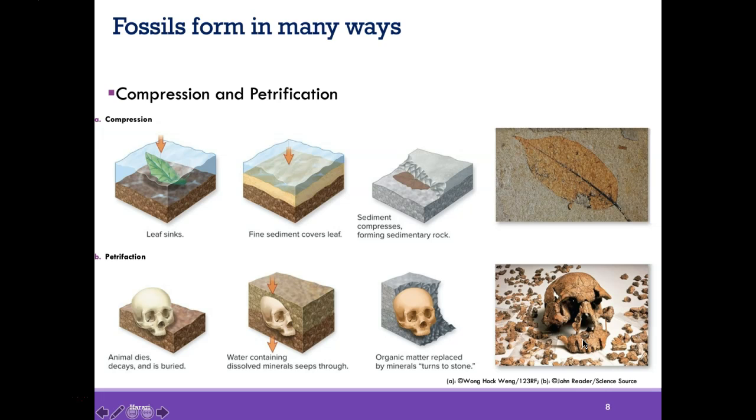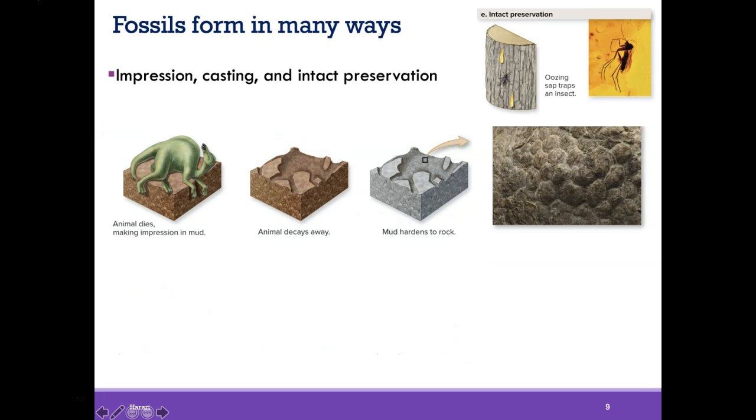So that's petrification. Another way to do it is with impression. An impression forms when an organism presses against soft sediment, making an impression in like mud. And then as the animal's body decays, it still leaves an impression. Right? So you can actually see the scales of this dinosaur.